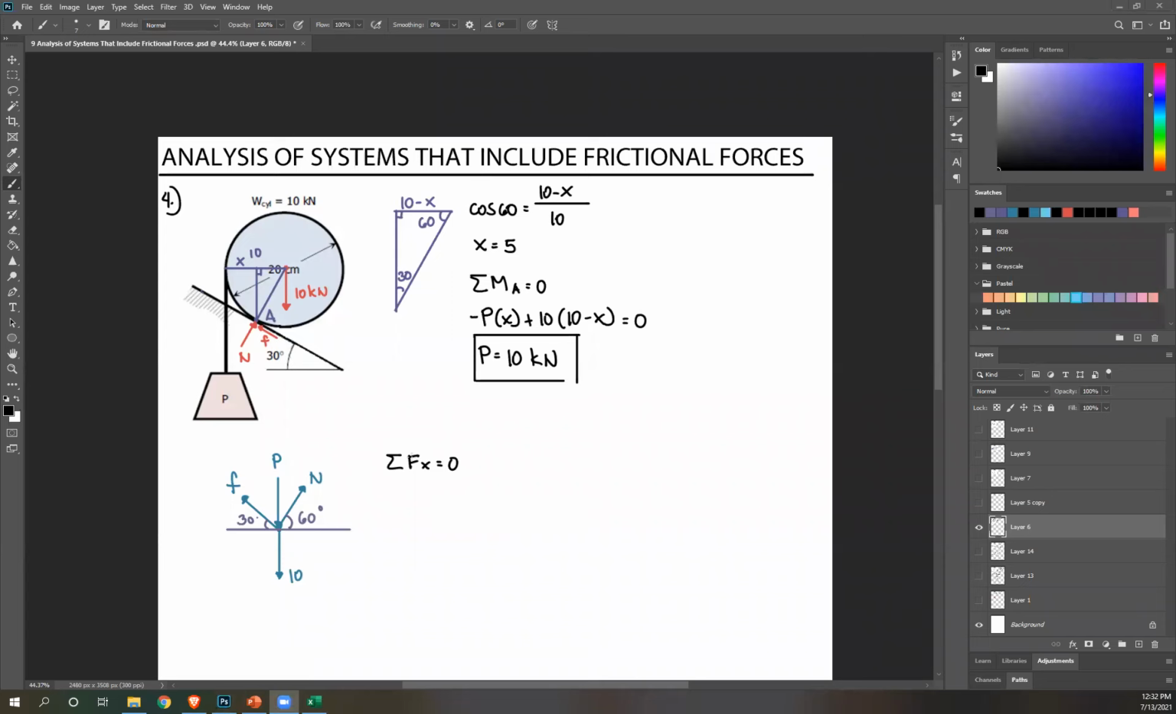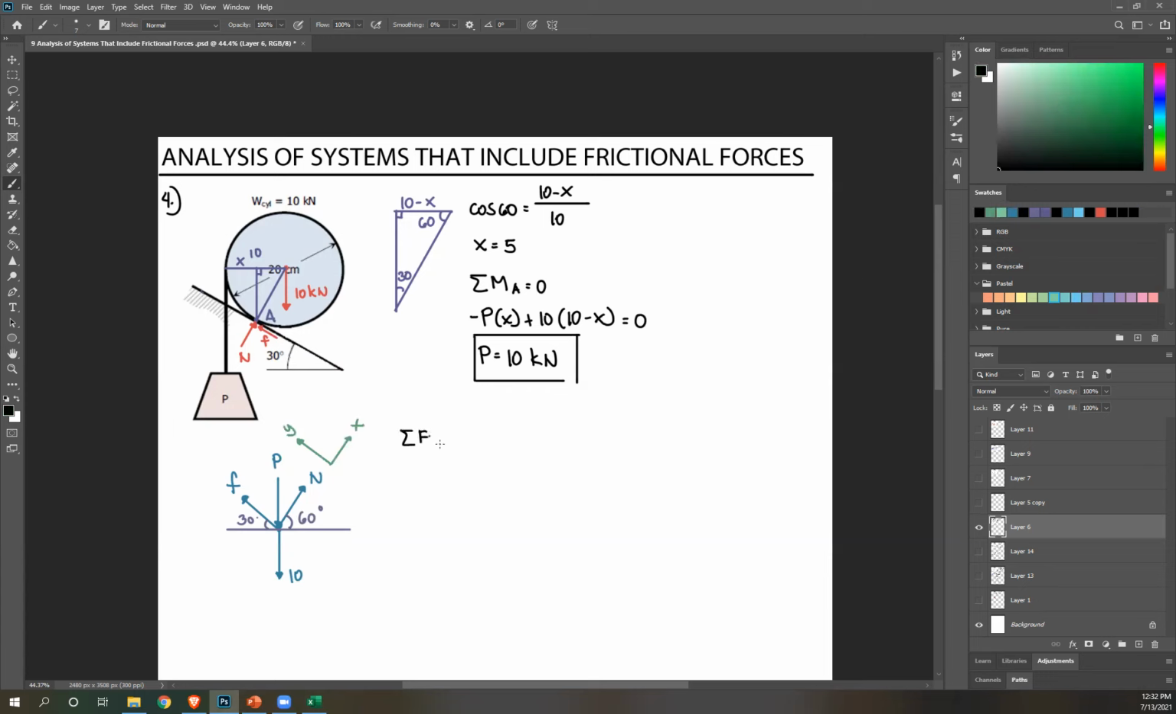Now you can solve it as is, right? Summation of forces x and y, you'll have two equations and two unknowns. Then you can solve simultaneously, or again, you can just rotate your axis. So instead of rotating, I'll just do this, okay? I'll just note, this is my x-axis, this is my y-axis, okay?